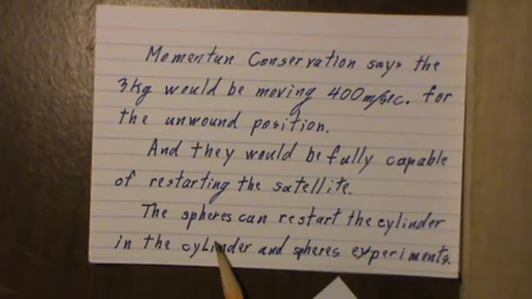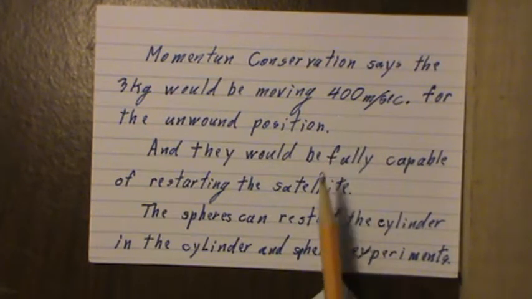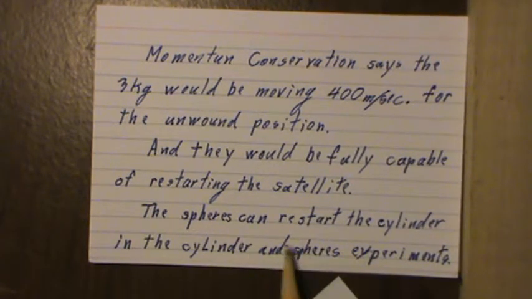They don't have the same mass ratios, but they have enough mass ratio. The mass ratio of this is about 400 to 1. The mass ratio of these is about 20, 30, sometimes 15, sometimes only 4 times as much. But these spheres can restart the cylinder. The cylinder will be restarted when the spheres reach the maximum point, are left attached, and rewrap. And you can see these on the internet as well.